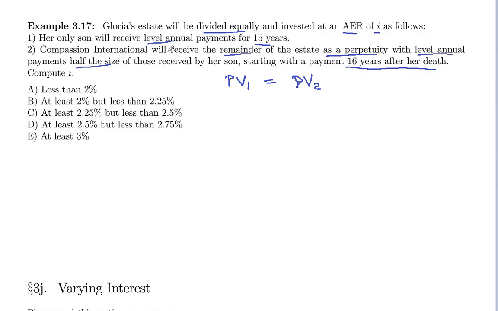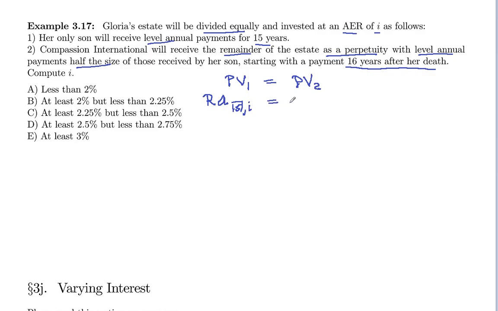So it says level annual payments here, and it doesn't say at the beginning or at the time of her death. So we should assume that this is an annuity immediate. So the present value of that annuity is going to be, we don't know what the payment is, but we know the ratio of the payments. But the present value of an annuity immediate is R times a angle n. So this would be a angle 15 at i, which is that rate we want.